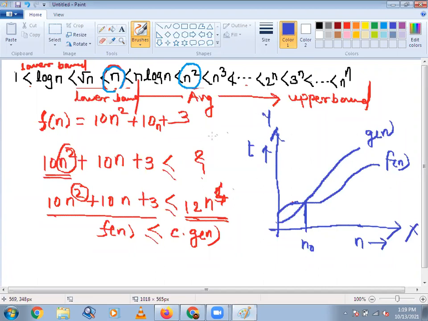See in this example, f of n is equal to 10n square plus 10n plus 3, and here c is equal to 12, and g of n is equal to n raised to 2 or n raised to 3 or n raised to 4 and so on. So it goes towards the upper side, or upper bound. Are you getting it?